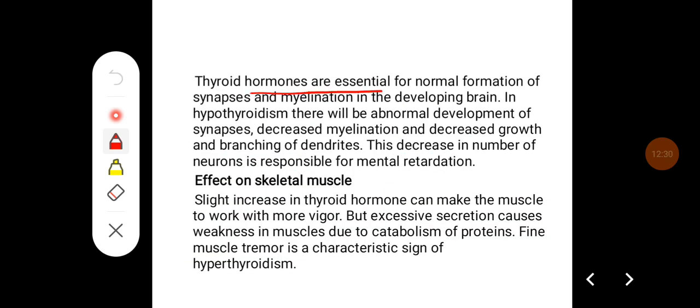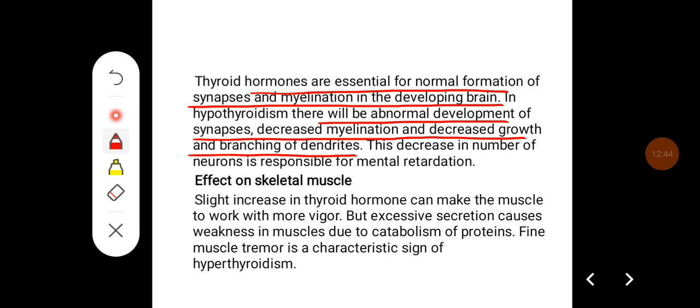Thyroid hormones are essential for normal formation of synapses and myelination in the developing brain. In hypothyroidism, there will be abnormal development of synapses, decreased myelination, and decreased growth and branching of dendrites. This decrease in number of neurons is responsible for mental retardation. Their effect on skeletal muscles.